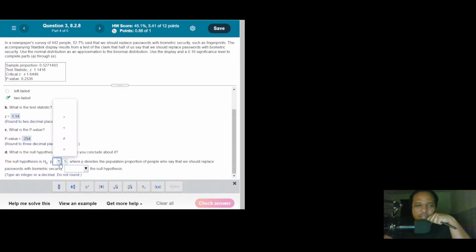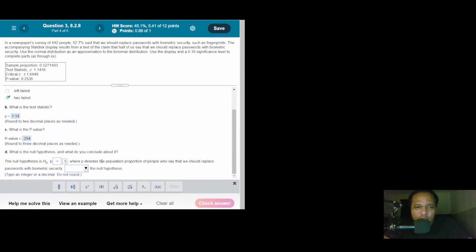Now, what about the P? Is it less than, greater than, or equal to? The thing is, they like to play word games. Now, I don't see any words saying that this is a less than or greater than. And usually when you don't have a less than or greater than, then it's the equal to that you're going to choose. So they want us to use H0 for this one. So it's definitely going to be equal to regardless. But my concern was the alternative hypothesis. But let's keep on going.